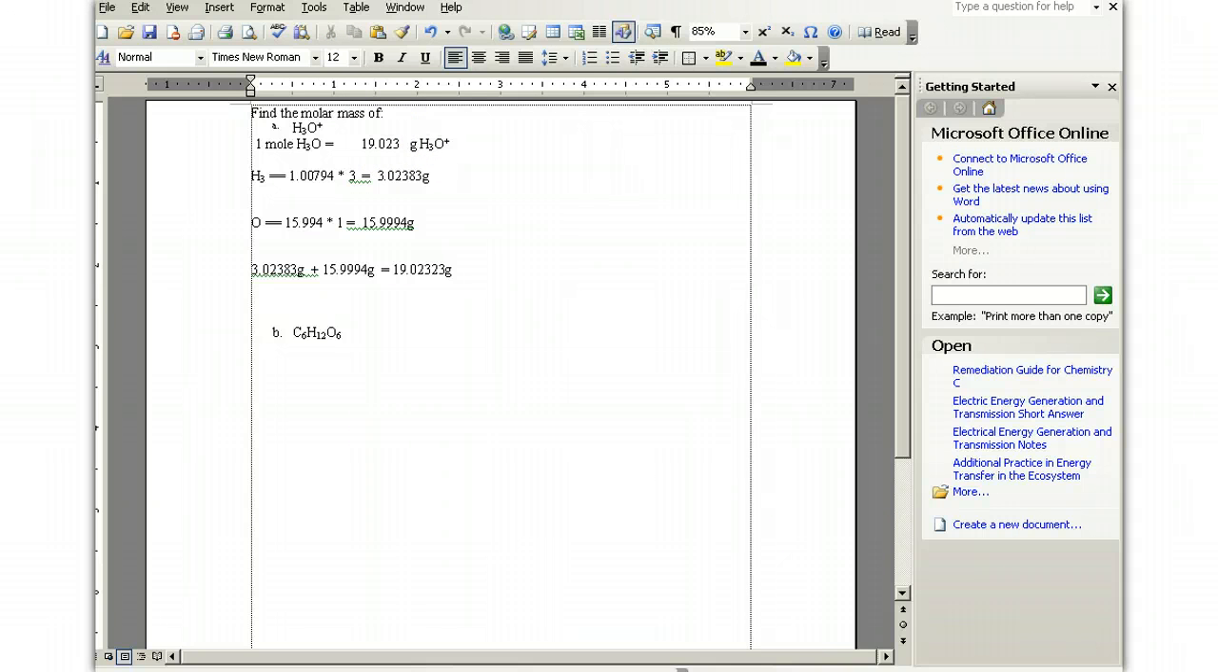So what this is telling us is if we needed to measure out 1 mole of hydronium ion, if we measured 19.023 grams of that, we would have the right amount.